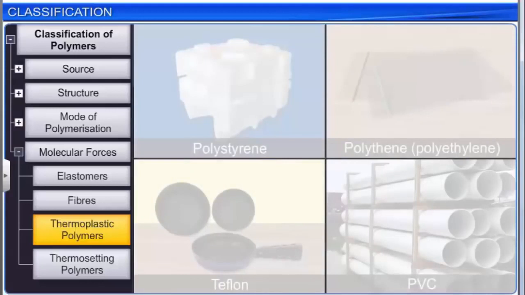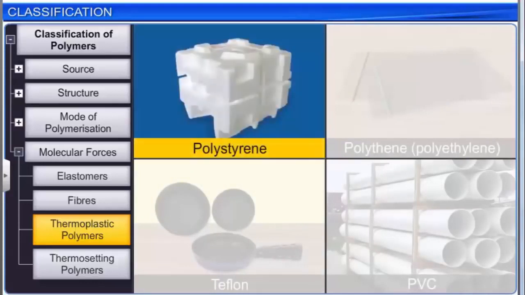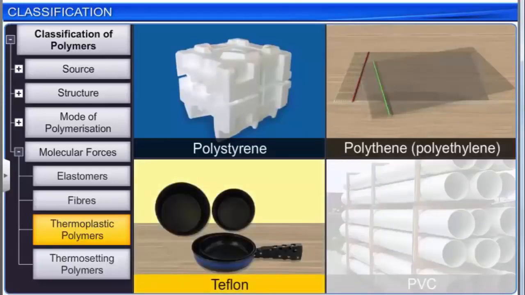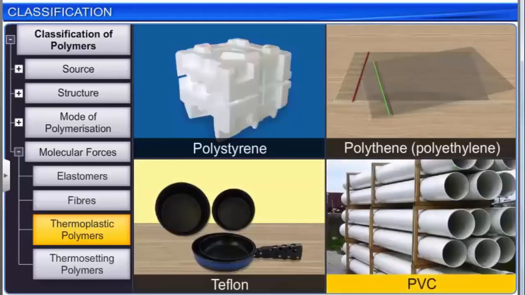Some examples of thermoplastic polymers are polystyrene, polythene or polyethylene, and Teflon, and polyvinyls such as PVC.